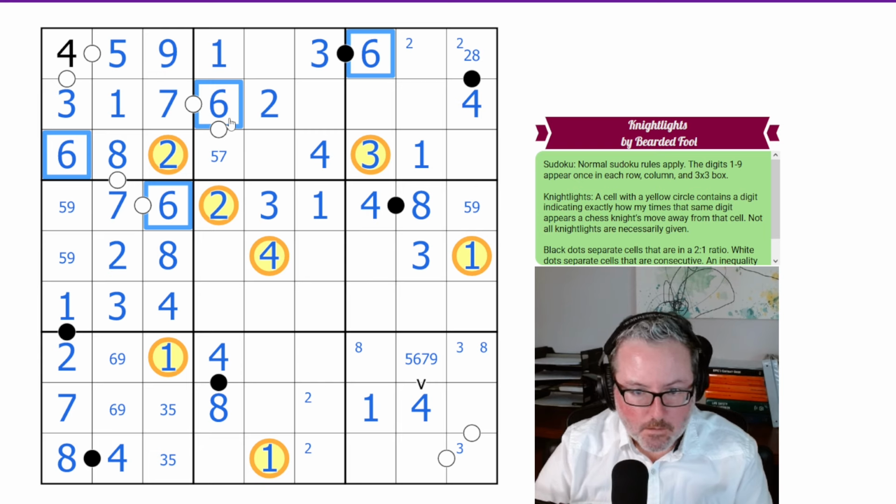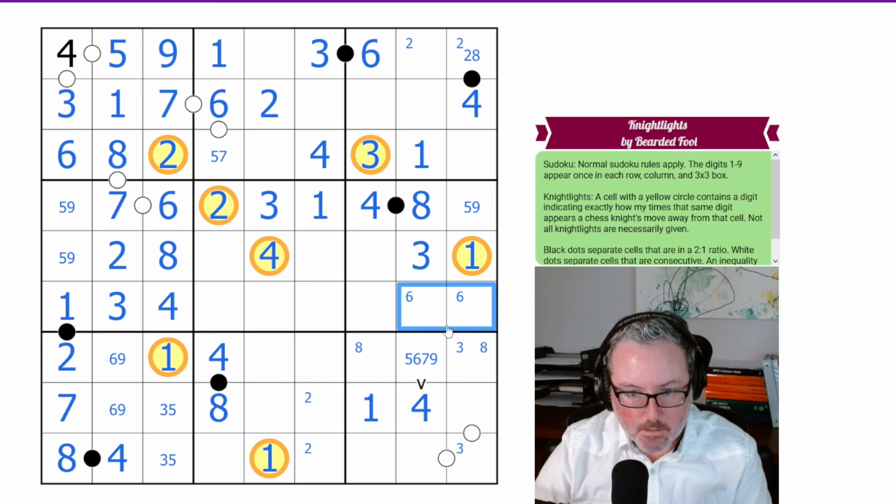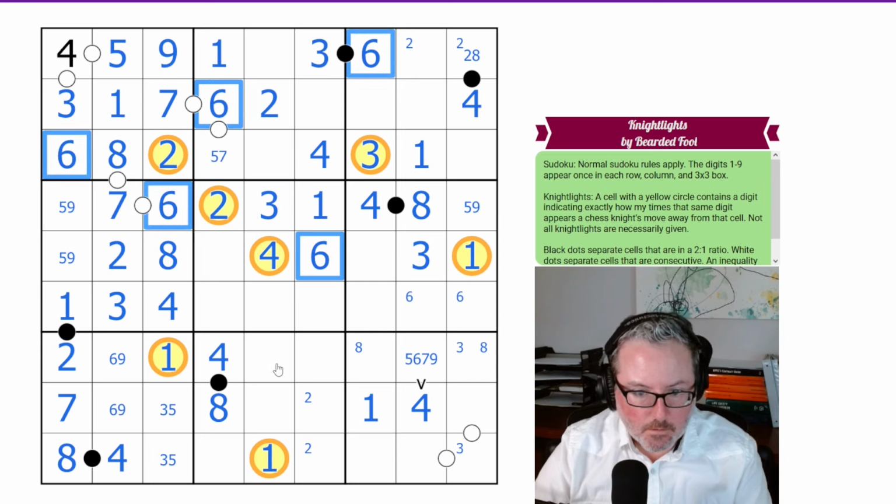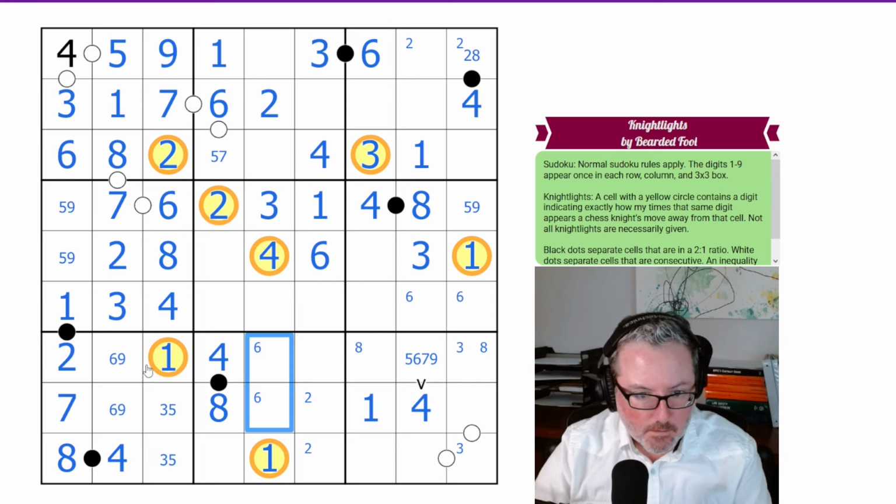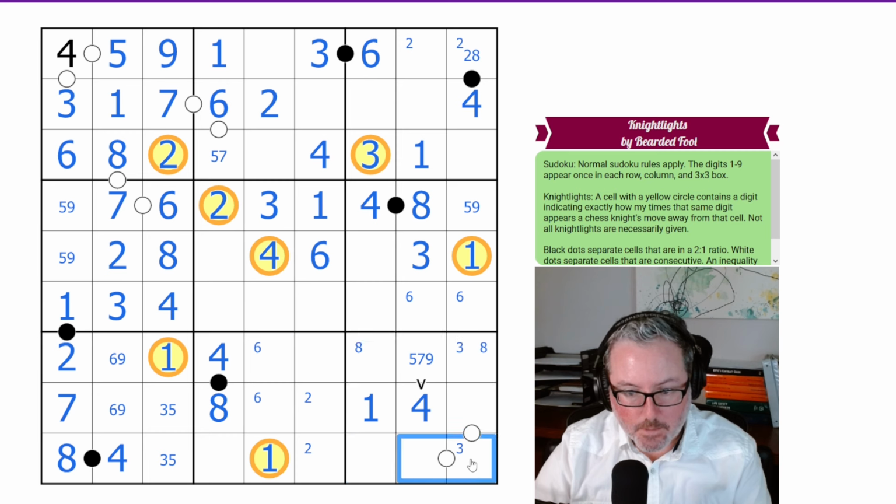But what about our 6s? Did we get anything out of it? We know one of these has to be a 6, which forces this to be a 6, which does what? Forces one of these to be a 6. Now we've got an X-wing on 6s. This is not a 6. None of these are 6s. That's not a 6. So we have a 6 on this line, which means this can never be a 3. There we go. 3, 8.